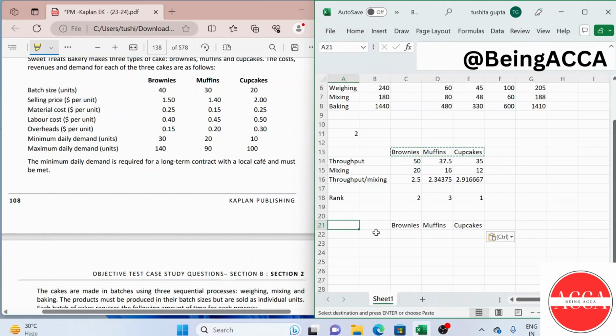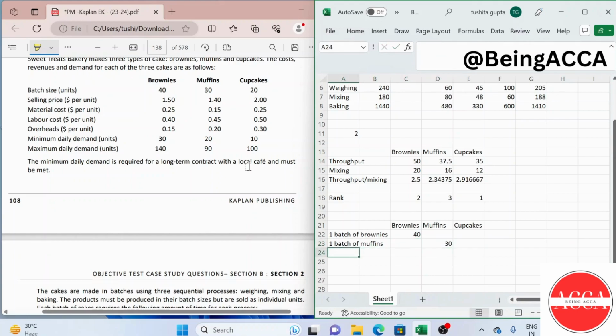Let's see over here. There is a minimum daily demand of 30 brownies and in one batch I am making 40. So I will at least have to make one batch of brownies, which will get me 40 brownies. Now I have to supply a minimum of 20 muffins and in one batch I am making 30. So I have to make one batch of muffins also. One batch of muffins will give me 30 muffins.